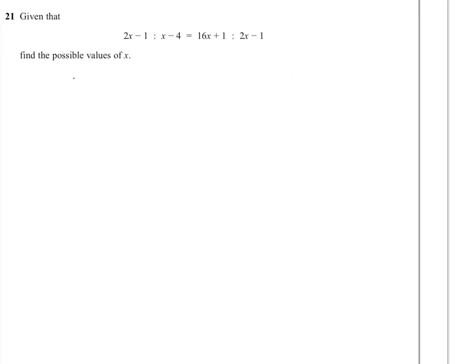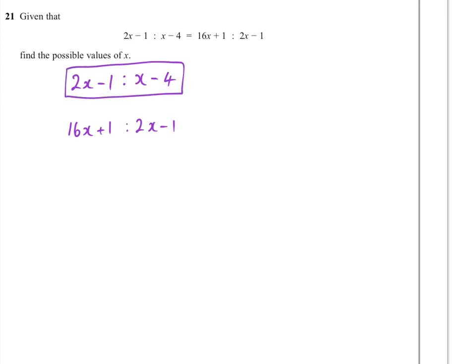Question 21. Quite a difficult question here involving ratios. We've got this ratio here, and we're told that it's the same as this ratio here. Well, what I'm going to do is get this as a unitary ratio, so I'm going to make one of the sides 1, and I'll divide both sides by 2x minus 1 actually, to make the left hand side 1. So that gives me 1 to x minus 4 over 2x minus 1.